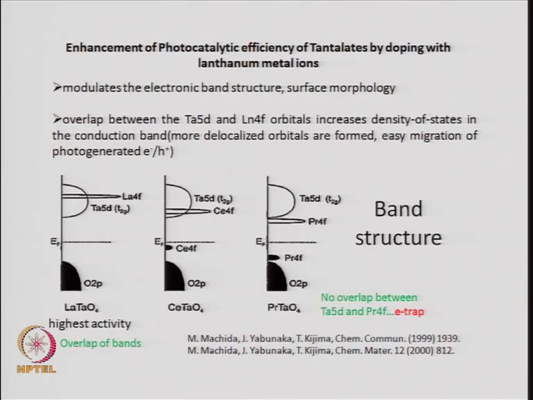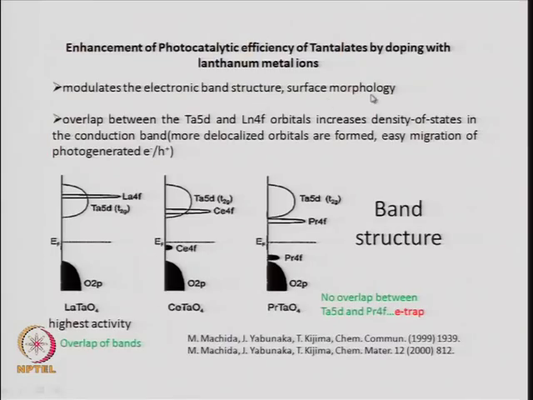In this particular case, you are looking at how the metal and the oxygen orbitals overlap, and if it is good overlap or bad overlap, what happens to the photocatalytic properties. So, these are not TiO2, now we are discussing other oxides, say a tantalum based oxide, and it can have a third element also. So, there are some lanthanum tantalate or barium dependent tantalum oxides, etcetera.